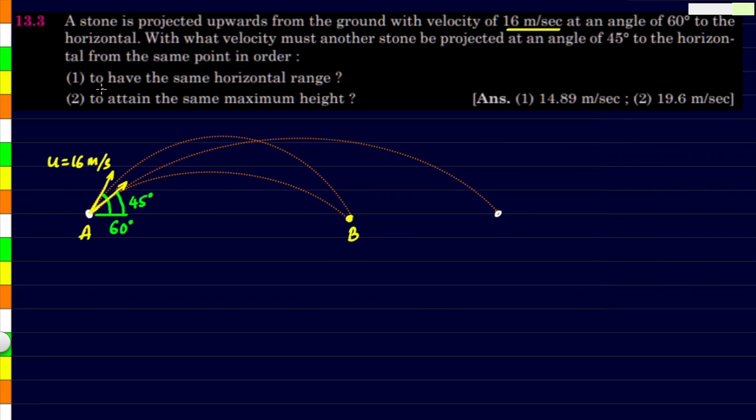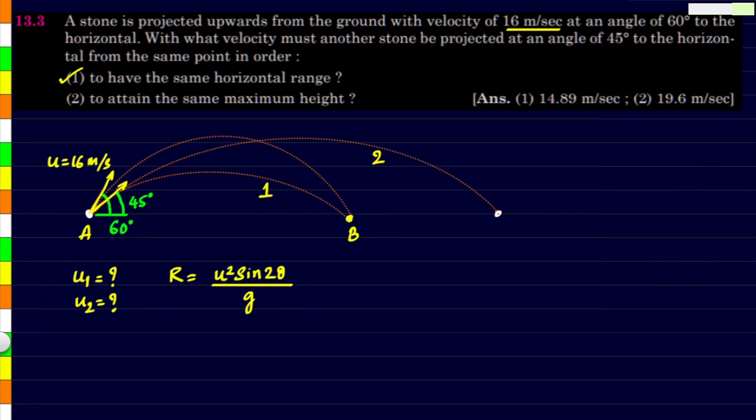There are two things we have been asked to find. First, we have to fire another object at an angle of 45 degrees so that it has the same range. So we need to find this velocity. Just for convenience I'll call this state 1 and this state 2. We have been told to find the initial velocity in case 1 and initial velocity in case 2.